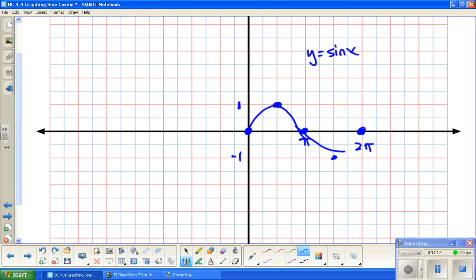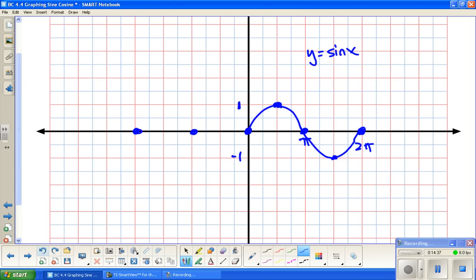Whoop, that is just terrible. Nice, thank you. I love the undo button. And that is a sketch of one cycle of the sine function. I'm going to do it again on the left side. I generally like to see two cycles graphed. Now, you could do one on the left and one on the right.